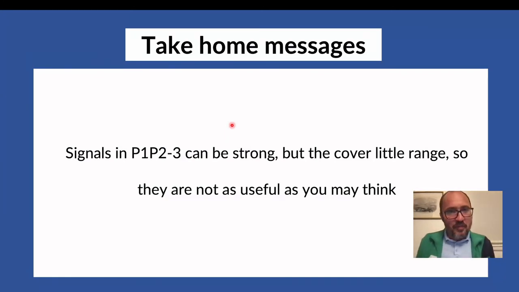Signals in pick 2 and pick 3 can be strong, but they cover little range, so they are not as useful as you may think. I mean, they still convey quite strong information, but it refers only to maybe 1, maybe 2 players. So make sure you know that. It can still be valuable information, because it's nice when you know that your neighbor is most likely not drafting green because they passed an absurd green bomb.